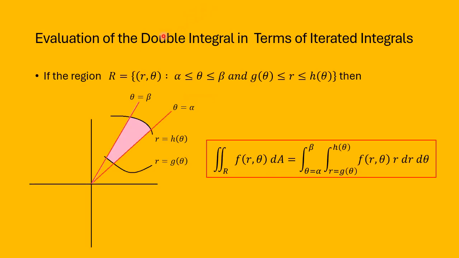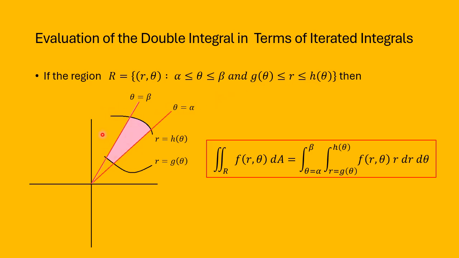So now let's see how we can evaluate one of these double integrals in terms of iterated integrals, an integral of an integral. Suppose the region R in polar coordinates is the set of points whose coordinates are (r, theta), where theta is between alpha and beta, and r then, for each theta, r is between g of theta and h of theta.